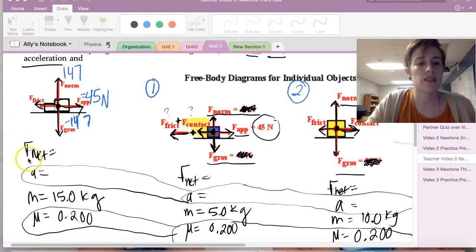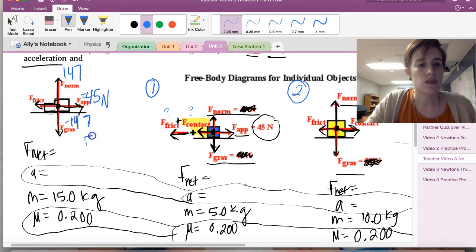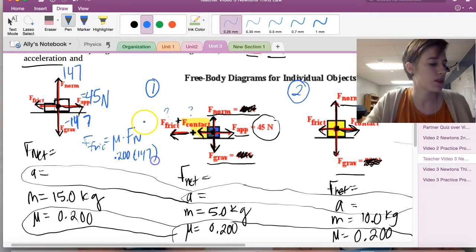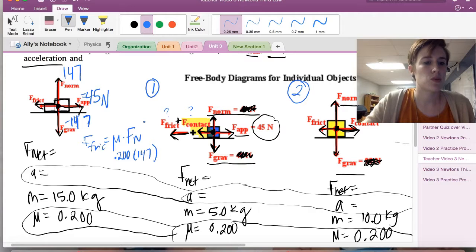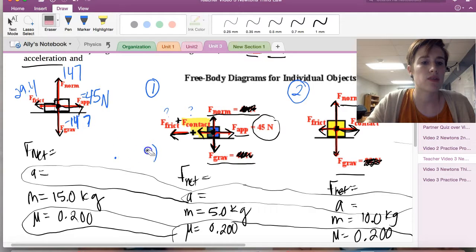So the only other thing I need to find my net force is my friction force. So how do I find friction force? Well, friction force is mu times my normal force, right? Mu, we already decided, was 0.200. My normal force is 147. Let's put that in the calculator. And that's 29.4. So now that I have all my forces here, I can actually solve for my net force.